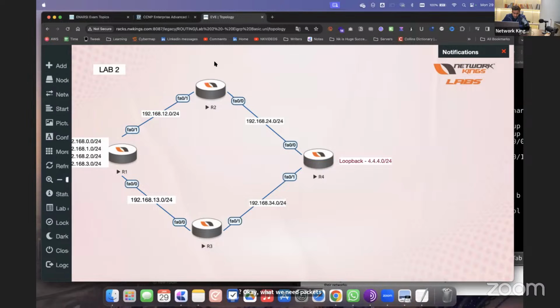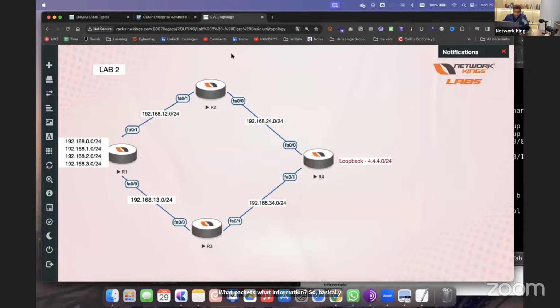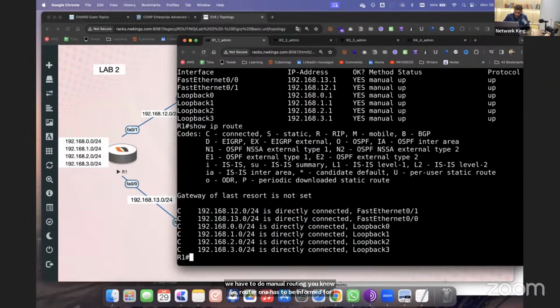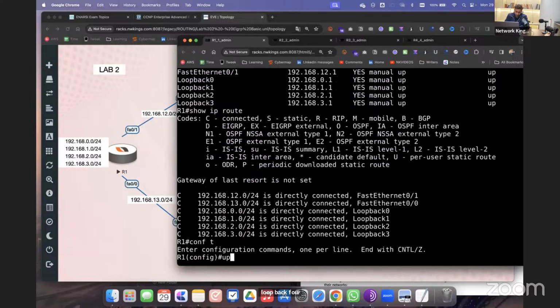So basically, in static routing we have to do manual routing. So router 1 has to be informed about loopback 4. Then, about these networks, we have to manually add the static routes, if you remember. Very simple: you go to config t, ip route 4.4.4.0, then the subnet mask, then you put the next hop. This is a little complicated because we have to know the destination network.